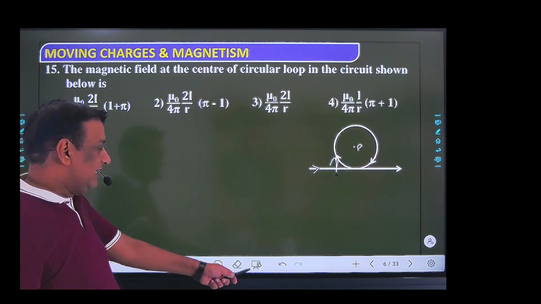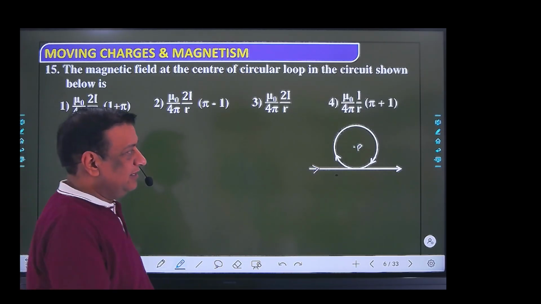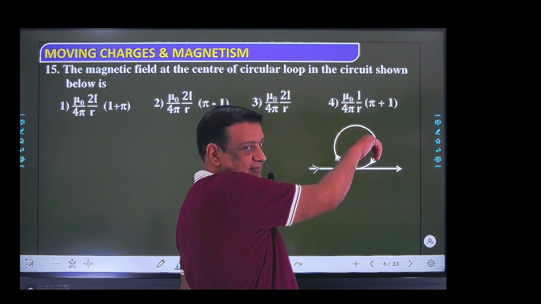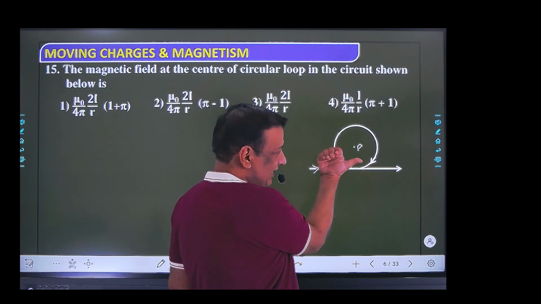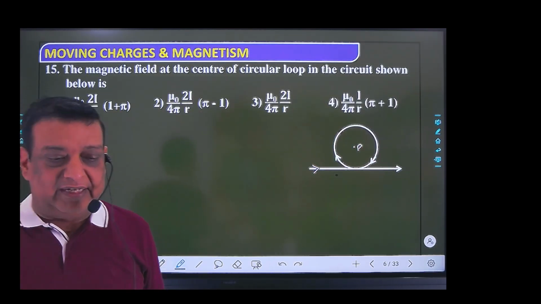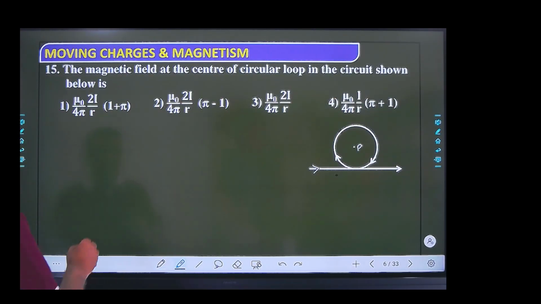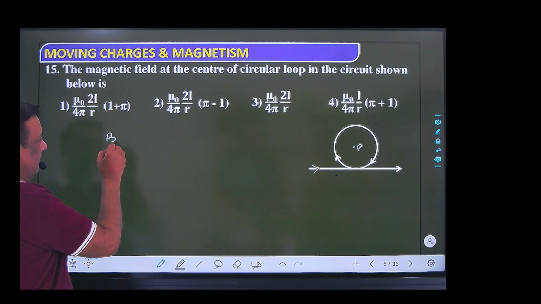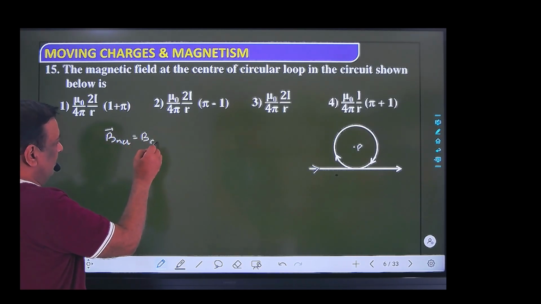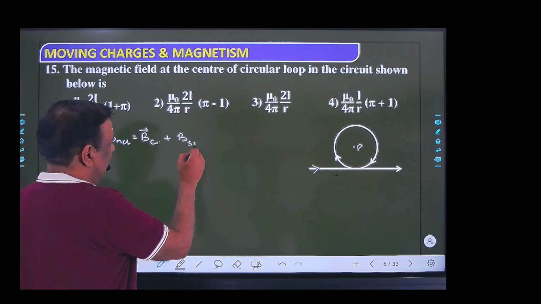And in which direction will the circle's magnetic field be? The current in the circle is flowing like this, so it will be inwards. The wire's magnetic field is outwards, the circle's magnetic field is inwards. What was the formula for the circle's magnetic field? Because net magnetic field is the magnetic field of the circular coil plus the magnetic field of the straight wire.